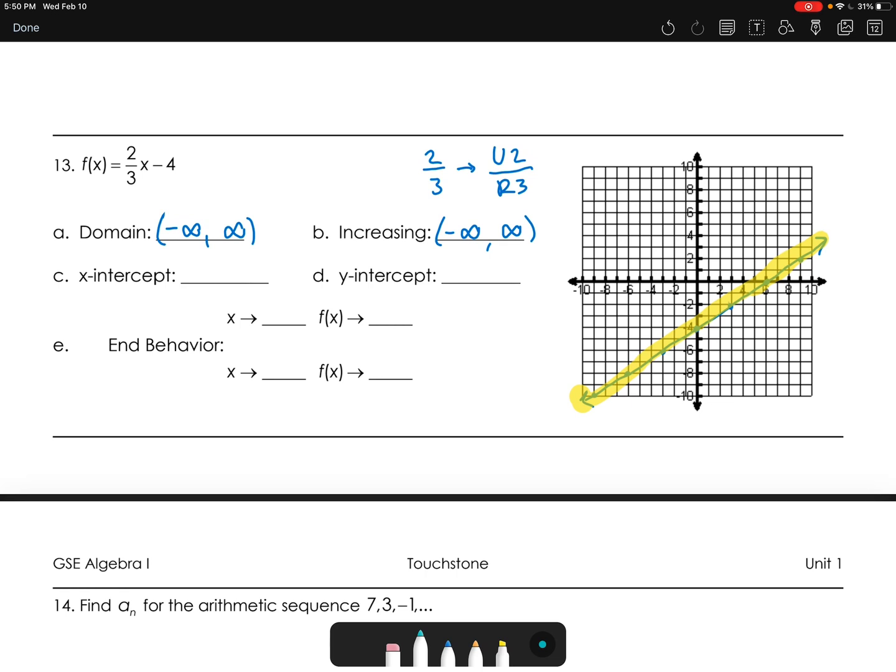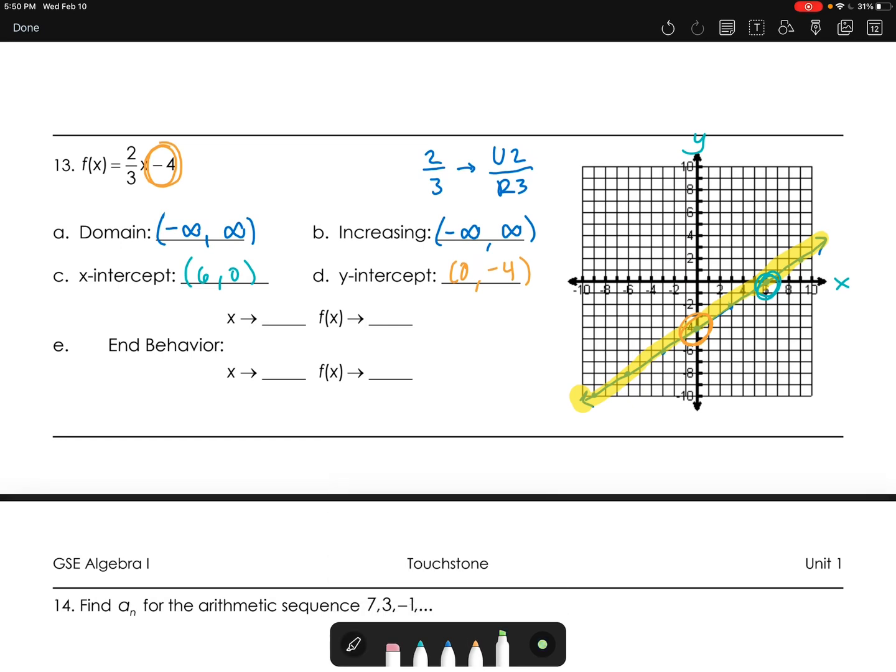The next thing we're looking for is our x-intercept. And so our x-intercept is where it crosses the x-axis. And so that would be right here at 6. And we write intercepts as points. And so it would be (6, 0). And my y-intercept is down here. And it's also my constant at the end of this function. And so I would write this as (0, -4). Okay?